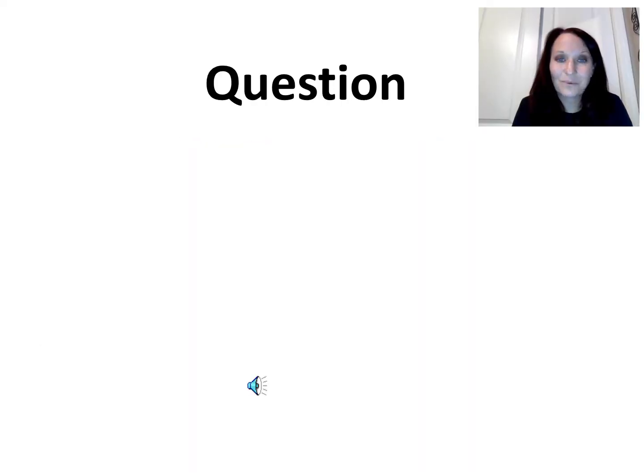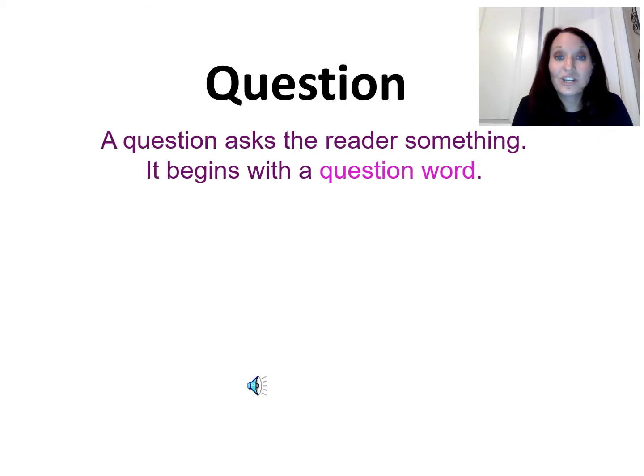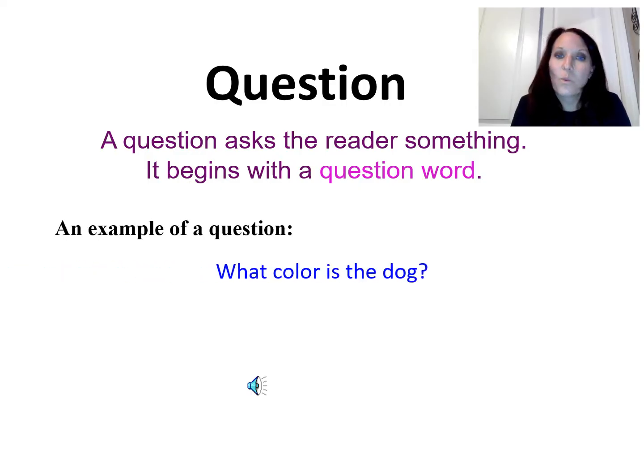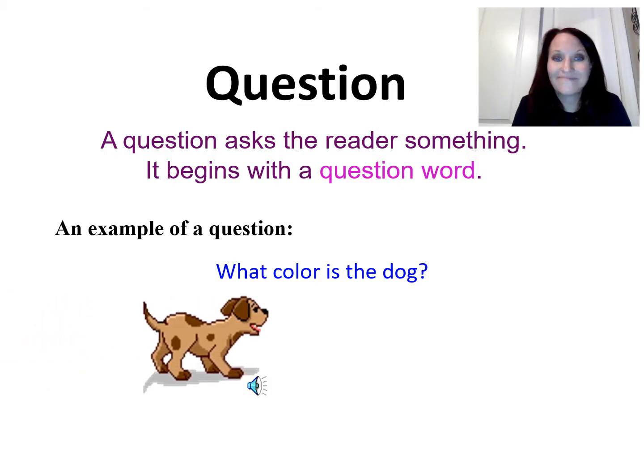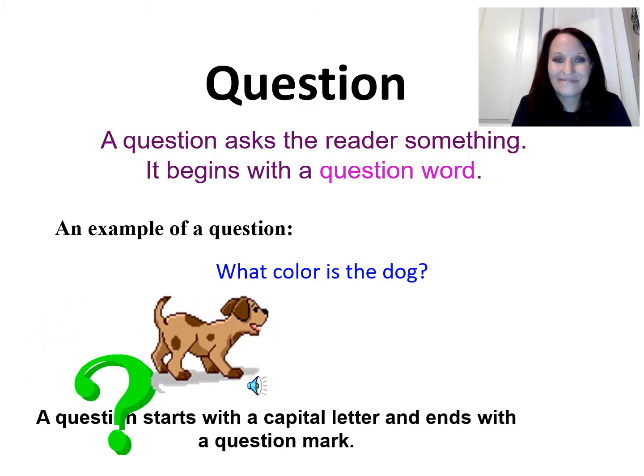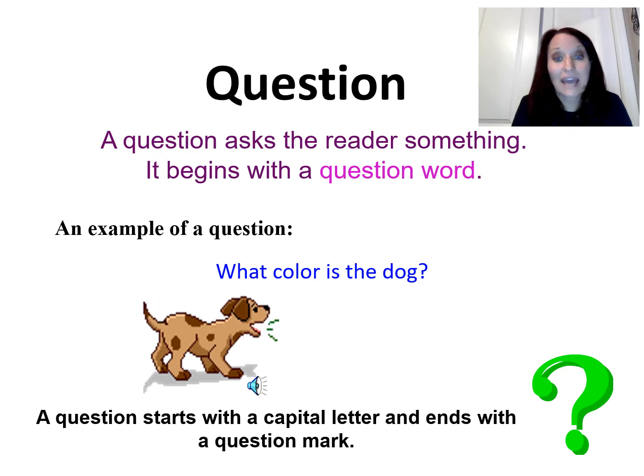So that leaves us with a question. So what is a question? A question asks the reader something. It begins with a question word. So here is an example of a question. What color is the dog? A question starts with a capital letter and it ends with a question mark.